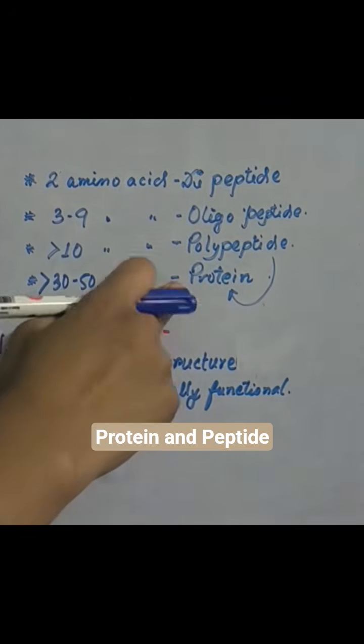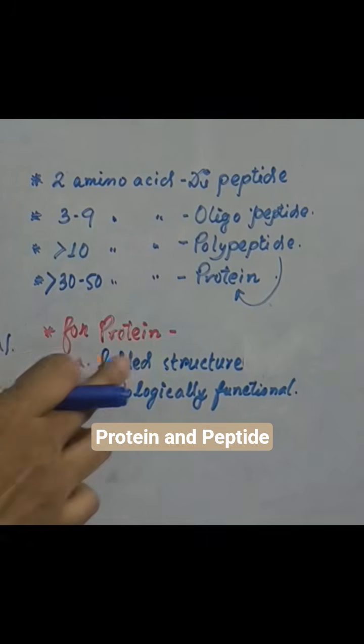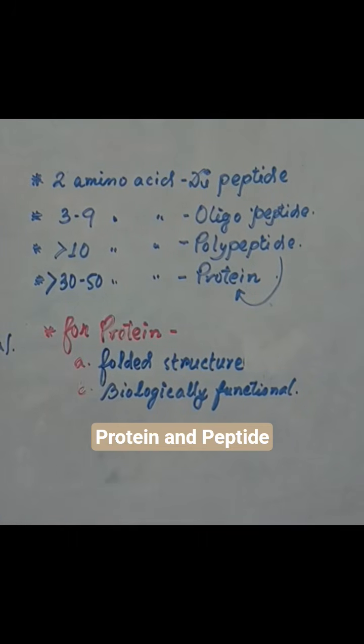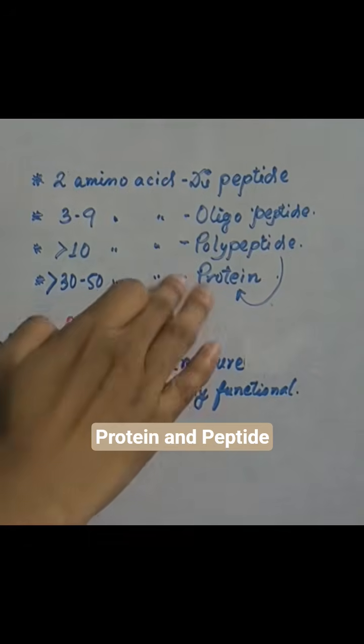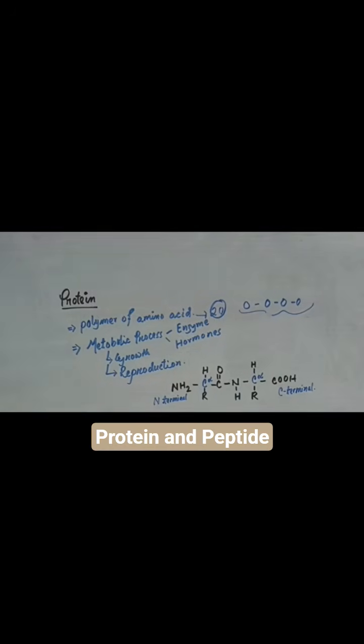For a particular protein structure, two important facts are necessary. One is that the protein structure must be folded and form a 3D structure, and the protein structure must be biologically functional. So today's topic is the protein.